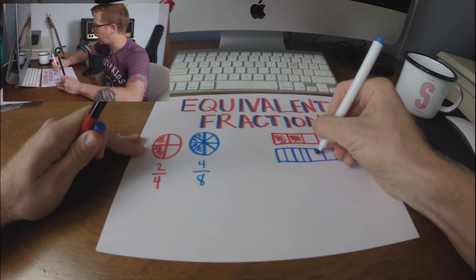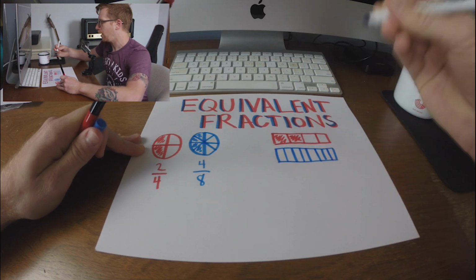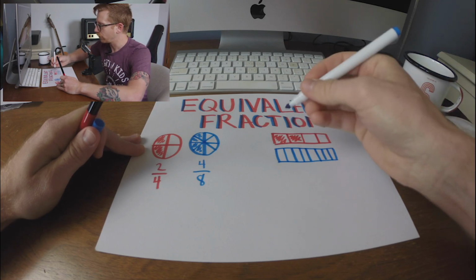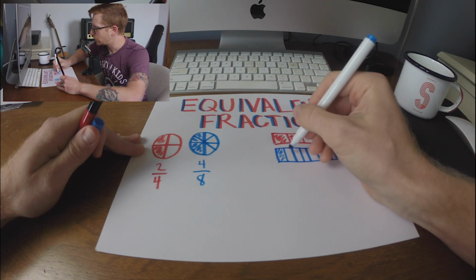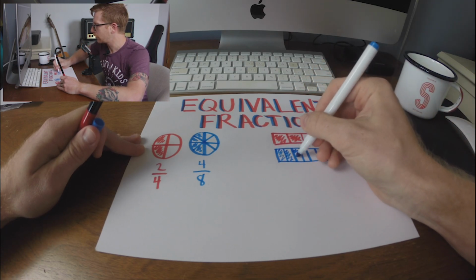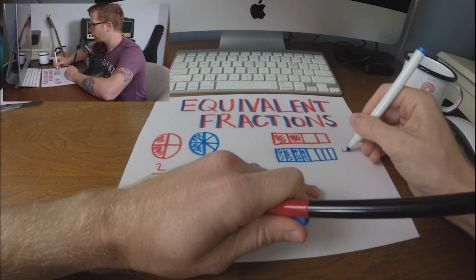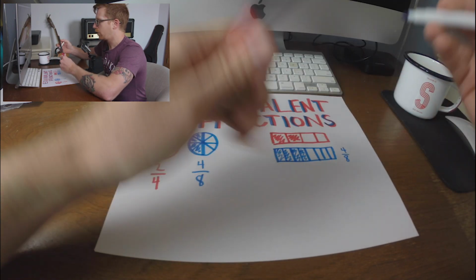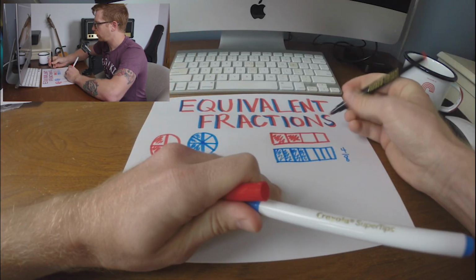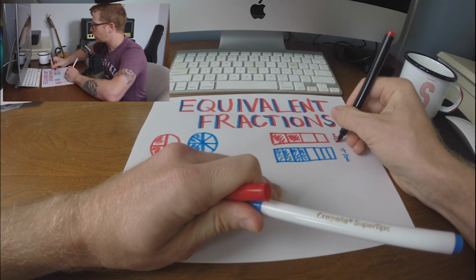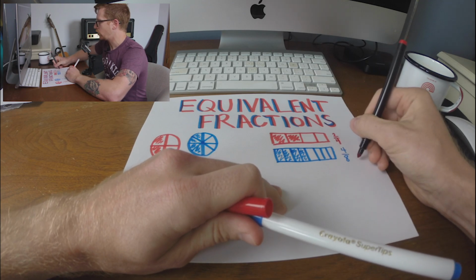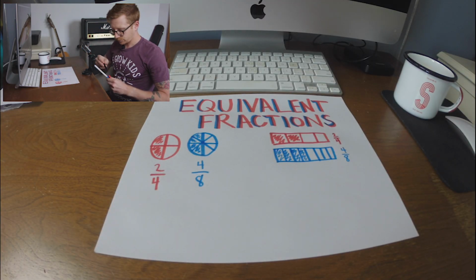Notice how I made my lines in the same spot and then split those lines in half. He eats 4 of his pieces. Once again, we can see that 2/4 is equivalent to 4/8.